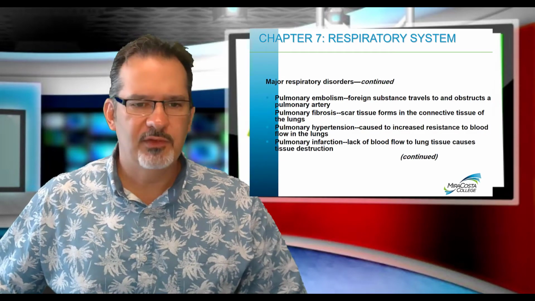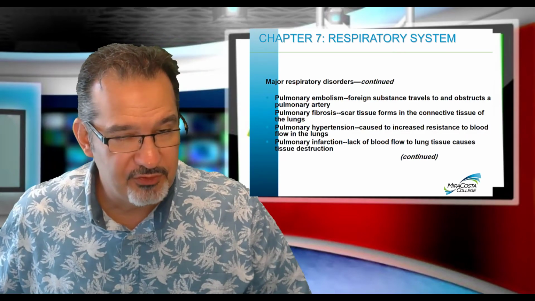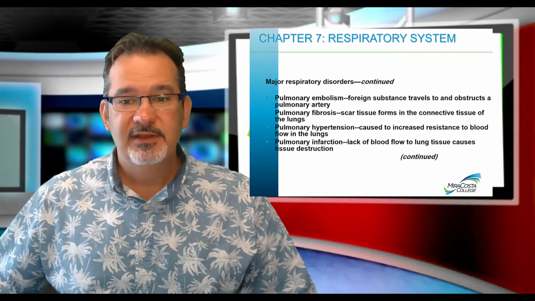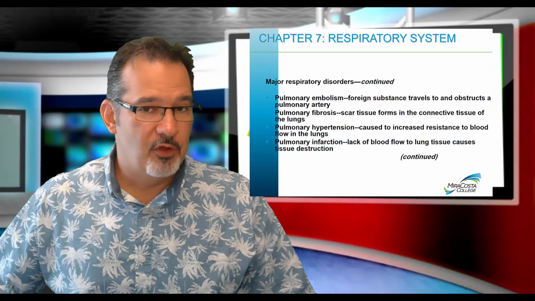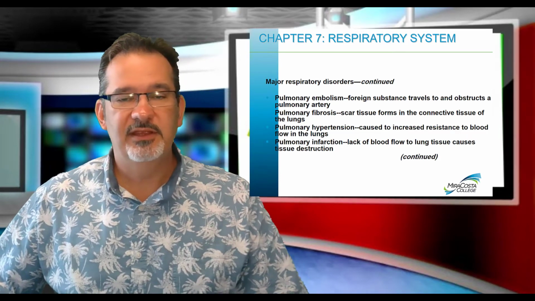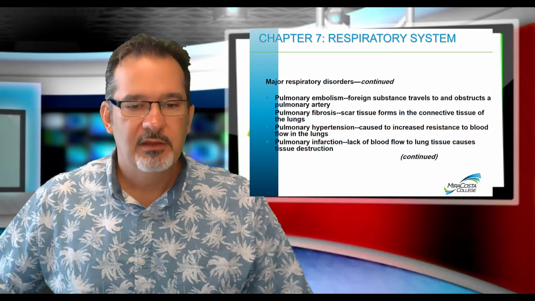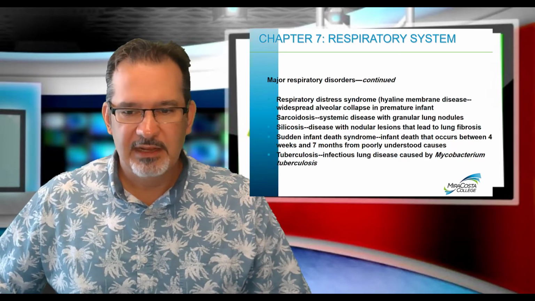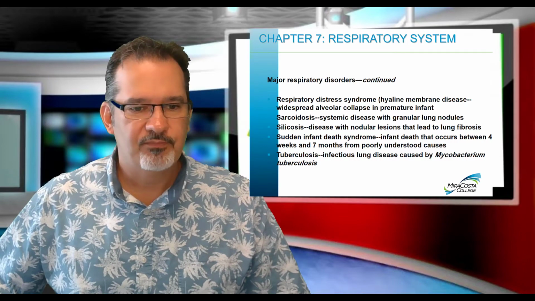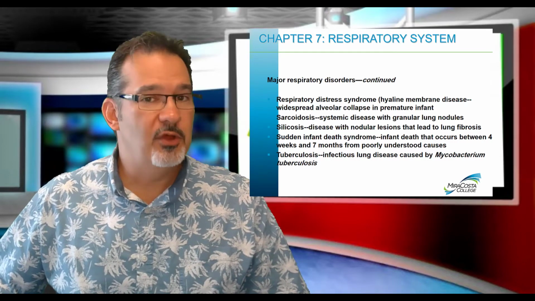lung tissue and the alveoli. Pulmonary embolism is a blood clot that obstructs the pulmonary artery. Very serious condition. Okay. Let's see. How about things like sarcoidosis?